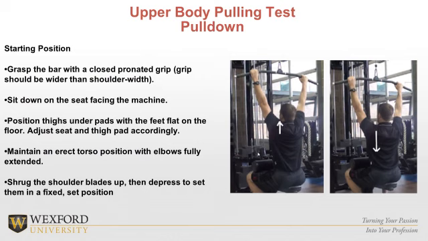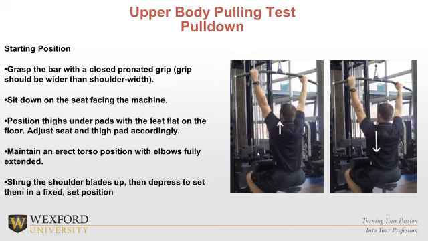Now in a pull down, let's look at the starting position. It's a lot like the pull up, but what he's going to do is grasp the bar in a closed pronated grip. The grip should be a little bit wider than the shoulder width. You're going to sit down on the seat facing the machine. Position the thighs underneath the pad with the feet flat on the floor, and then you adjust the seat and thigh pad accordingly. You maintain an erect position with the elbows fully extended.